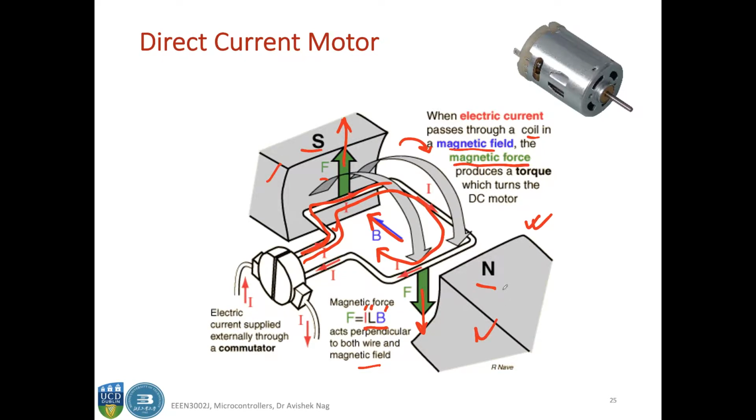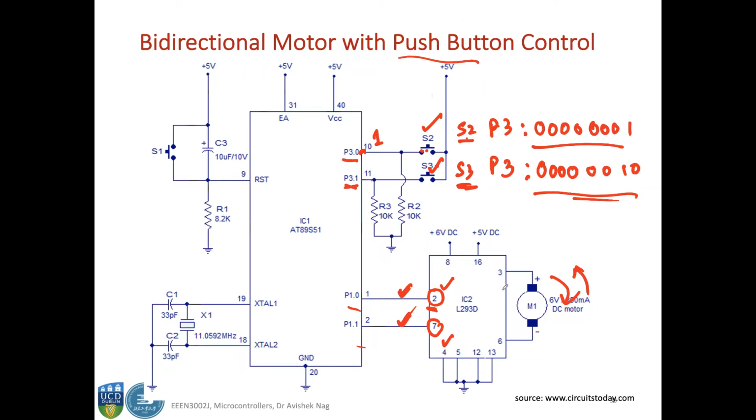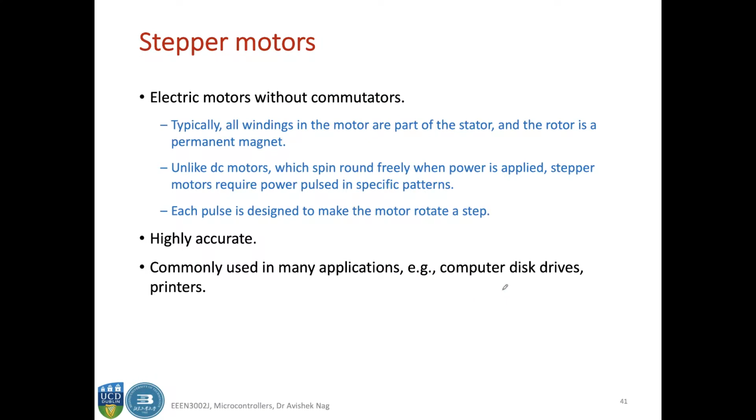Okay, so I will just get back to the stepper motor and show you the structure. Typically all windings in the motor are part of the stator. Stator means the one that is stationary. So the stationary part is called stator, and rotor is the rotating part. So all the windings or all the current carrying wires are part of the stator, and the rotor, or the rotating part, is a permanent magnet.